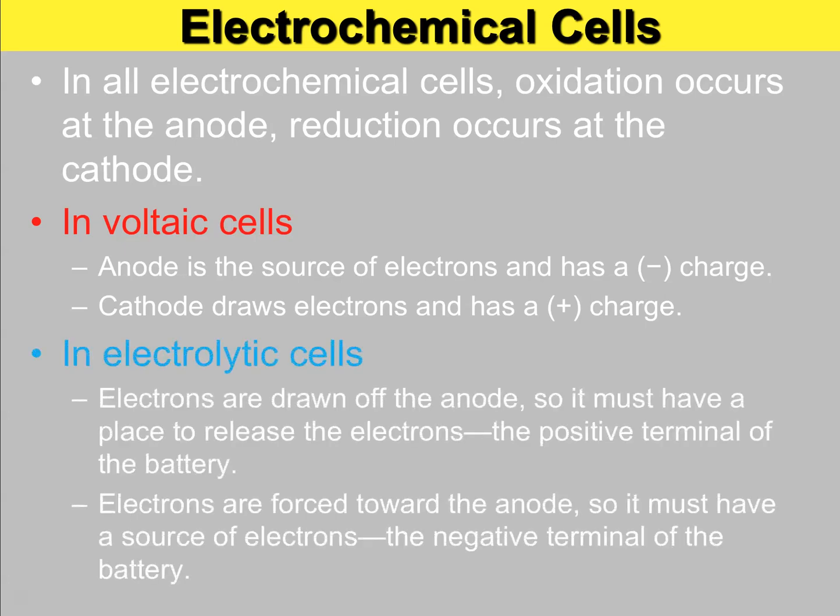With electrolytic cells, electrons are drawn off the anode, so it must have a place to release those electrons, the positive terminal of the battery. The electrons are forced towards the cathode, so it must have a source of electrons, the negative terminal of the battery. So, image coming up here in a second to show a little bit of a difference. Questions on this?